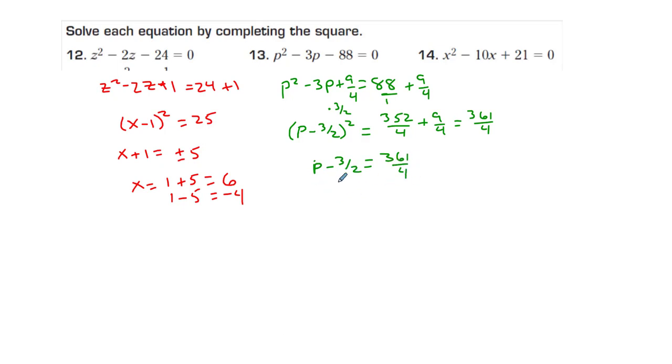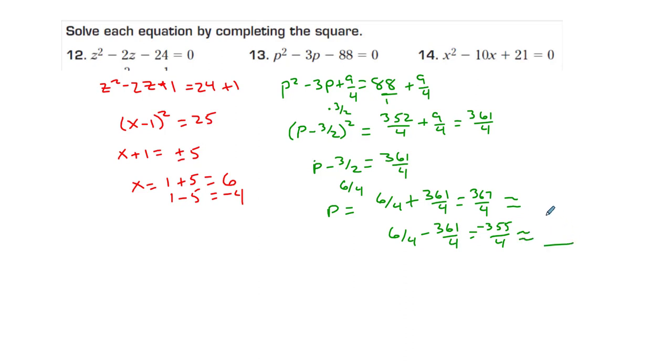Add 3 halves to both sides. I'm going to add it as 6/4 to have common denominators. So P is equal to 6/4 plus 361 over 4 and 6/4 minus 361 over 4. So that's going to give us 367 over 4, and this other one's going to give us a minus 355 over 4. And then we could go ahead and turn that into a decimal if you needed the decimal. But this is good. You could stop right here with these 2 answers for that one.